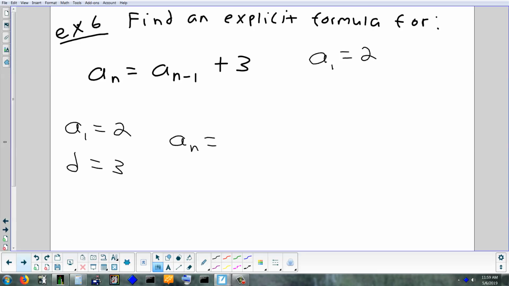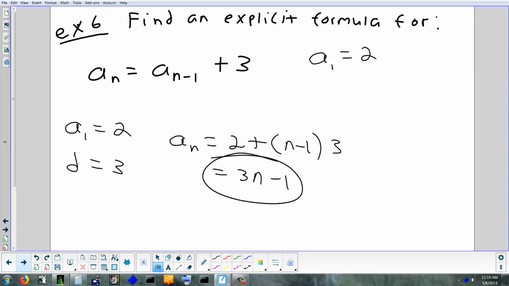So what would be my explicit formula that I would write here? You don't have to FOIL it yet. Just tell me what I would write down. 2 plus n minus 1 times 3. Yeah. And now you do want to do that out. So you're going to get 3n minus 3, but then minus 3 plus 2 is minus 1. So 3n minus 1. Okay, the nice thing about this, you can check it. Just list out a few terms and then try your formula, see if it works. Any questions on that?